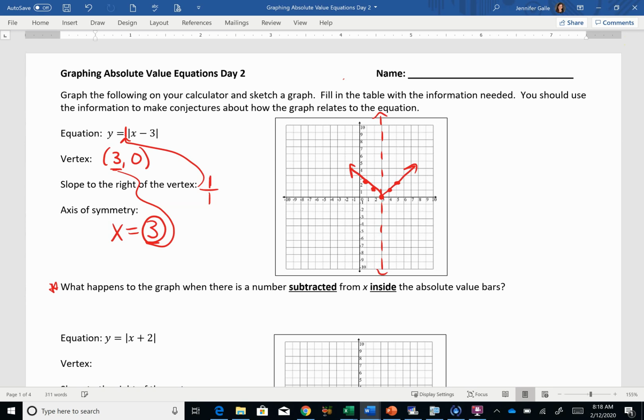So what happens to the graph when there's a number subtracted from x inside the absolute value bars? Our graph moves to the right. Now I know it might be opposite of what you're thinking. We did subtract, but our graph still does move right. We saw it, we graphed it, we saw it with our own eyes that the graph moved to the right. So this isn't you just taking my word for it. This is you actually seeing it. We just graphed it on the calculator.